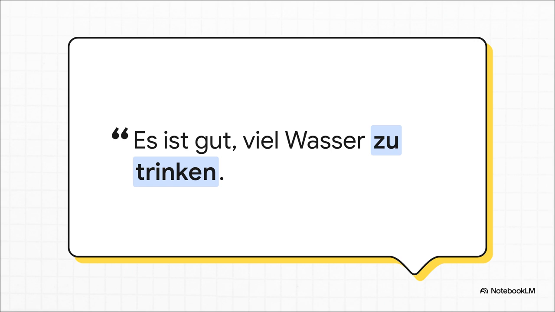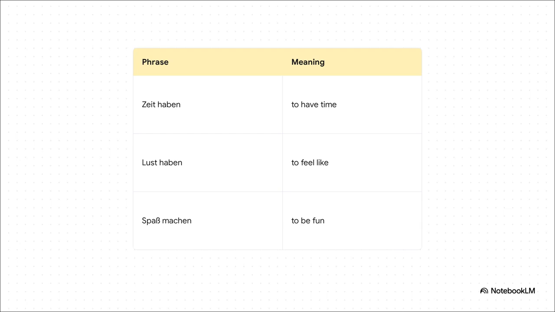Ah, that's what's good. And our third trigger works in a very similar way. It's all about noun phrases. Expressions like "Zeit haben," "to have time," or "Lust haben," "to feel like doing something."